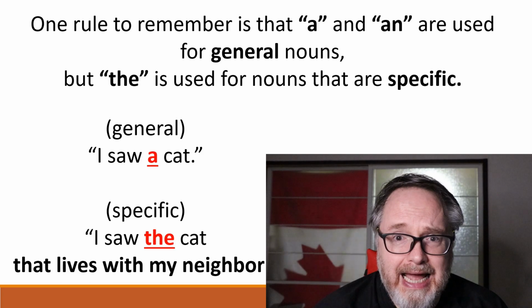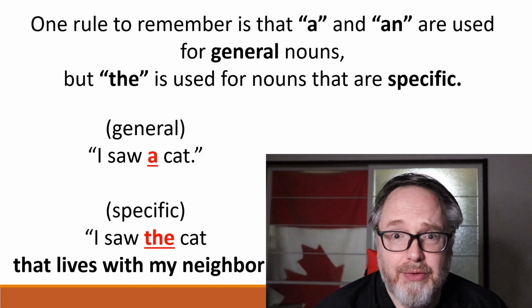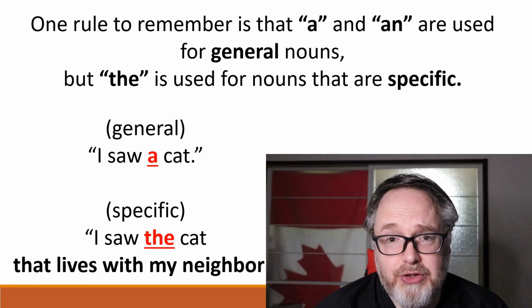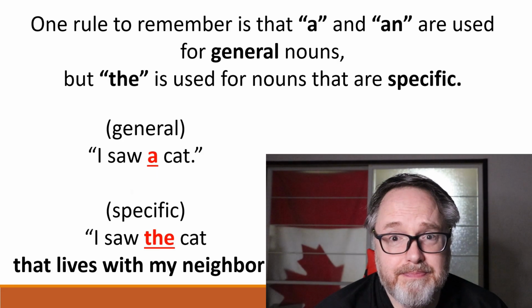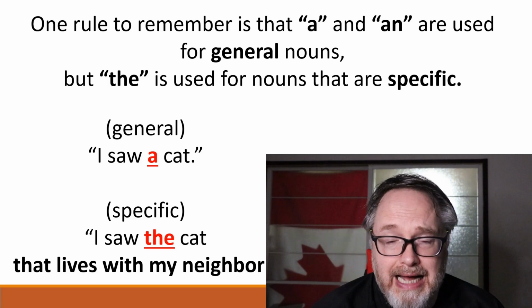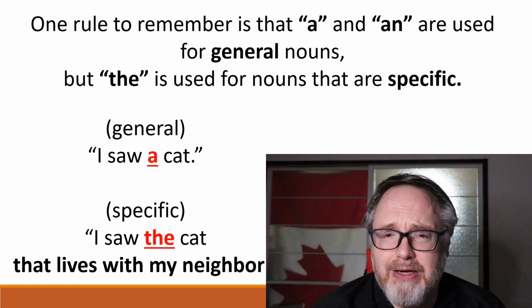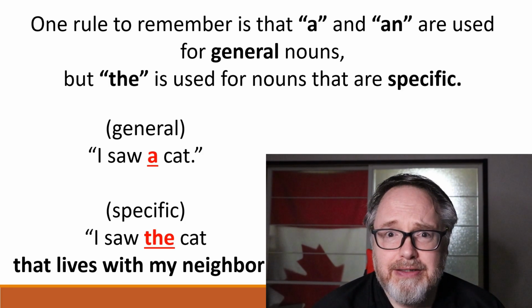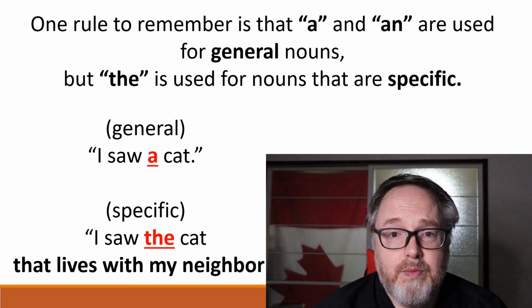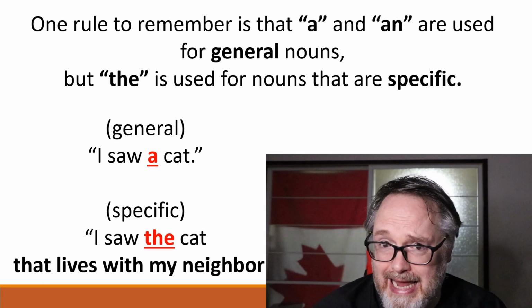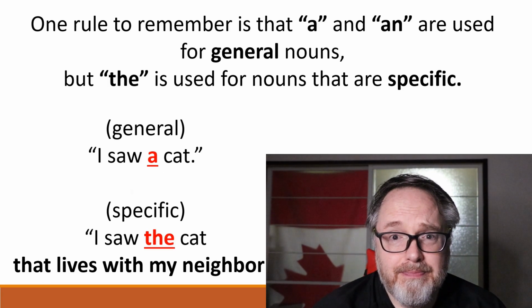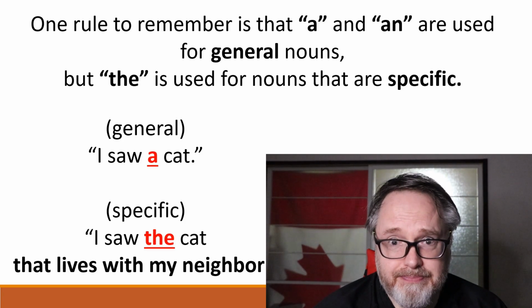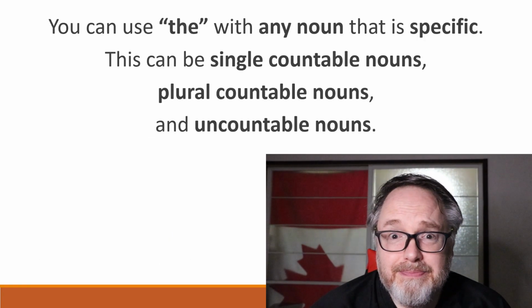One rule to remember is that a and an are used for general nouns, but the is used for nouns that are specific. General: I saw a cat. This sentence has no information. Which cat? This is not a special cat. I saw a cat. This is general. Specific: I saw the cat that lives with my neighbor. Which cat? The cat that lives with my neighbor. This is very clear. This is specific. We need the.